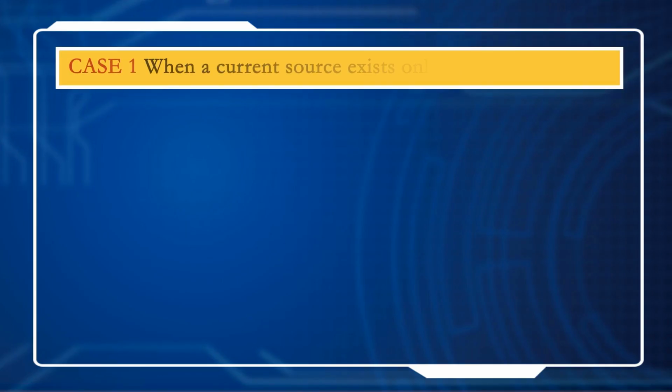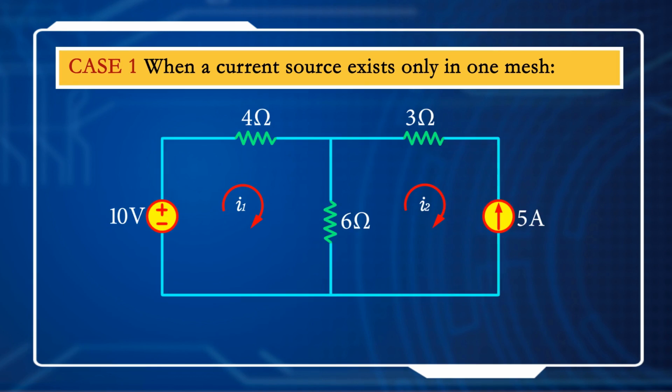For case 1, when a current source exists only in one mesh, just as this circuit in the graph, and there is only one current source, and this current source is only in mesh 2 but not in mesh 1. In this case, it's very easy to deal with, and we can get I2 equals minus 5 amperes, which means the current of mesh 2 equals the current of this current source.